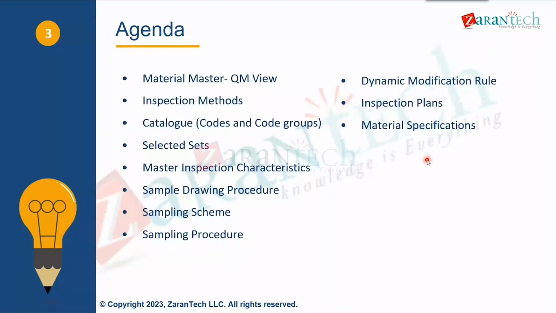Okay. So what are the important things we'll maintain in the material master QM view? Hello, anyone? Inspection type, inspection setup, okay. QM procurement key, okay.